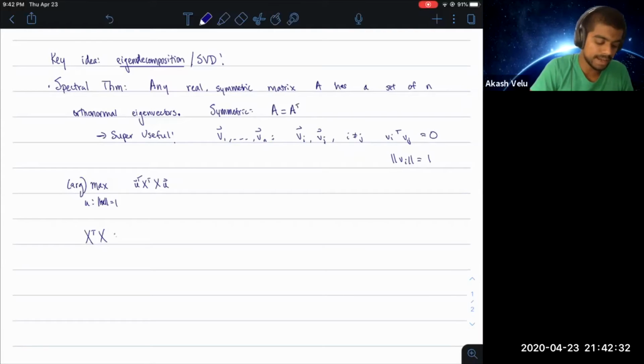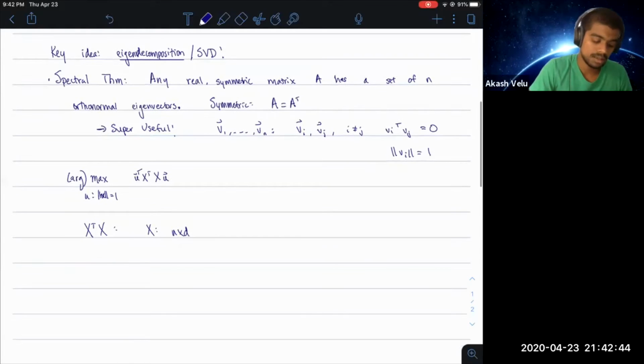So remember that X is an n by d matrix, where the rows are the data points. So each data point is d dimensions, so there's going to be d columns. So if X is n by d, that means that X transpose X is d by d. So it's square, which is really nice. But what's even nicer is the fact that X transpose X is symmetric.